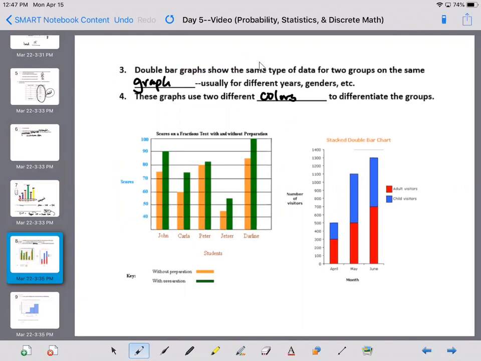And this is easy to do in Excel. And then you have each of your students, and then you would have your scores. So you could have orange could be, let's say, a pre-test, and in green, you would have your post-test.